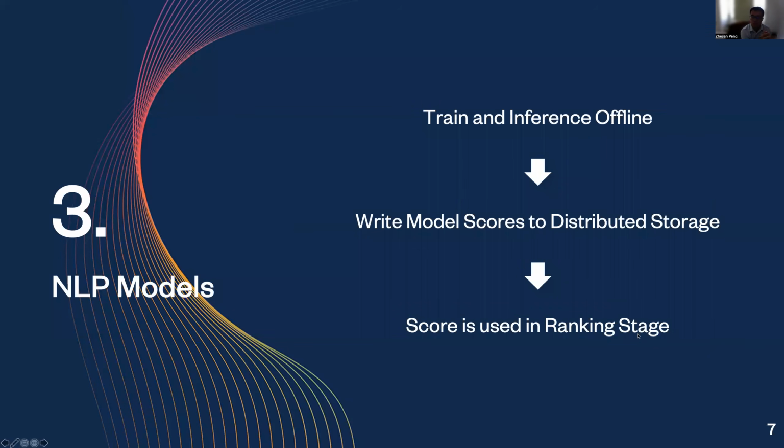So let's start with NLP models. The NLP model is one of the most important parts of our ranking system. It provides features for our rankers. There are 3 phases when we're developing an NLP model: training and inference offline, writing the model score to distributed storage, and finally the scores are used in the ranking stage.